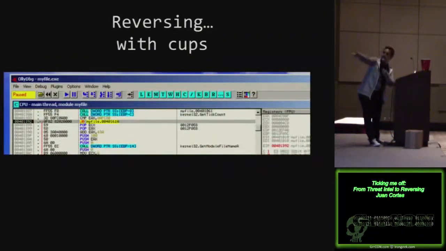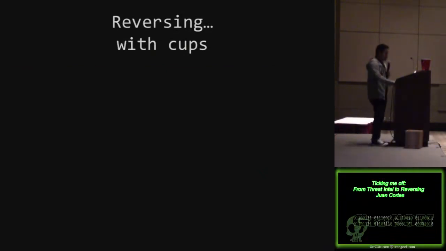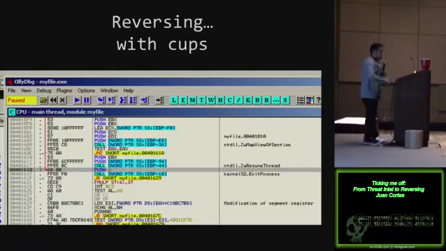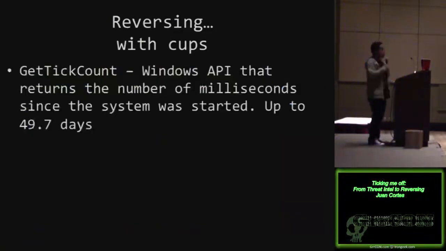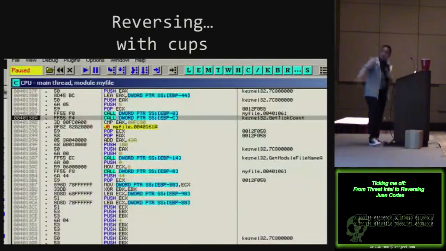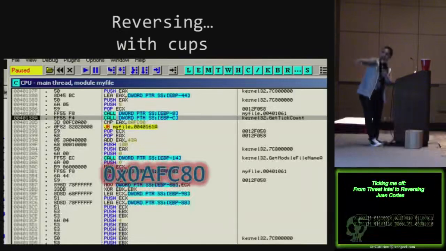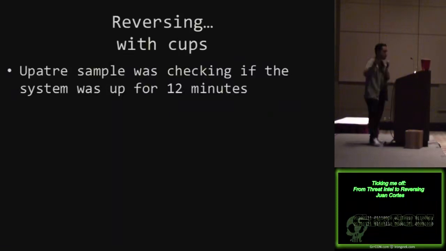So then we stepped over the get tick count. It compares it to some value that get tick count returns, and if it's below, it jumps down to exit process, which is it just quits. It's done. And this is kind of where we figured out what it was doing, right? Get tick count is a Windows API that returns the value in milliseconds since the system's been up, up to 49.7 days. So going back, you can see that get tick count gets called, and the value it's comparing against is hex 08FC80, which is close to 12 minutes. So the Patre sample was checking whether the system was up for 12 minutes.